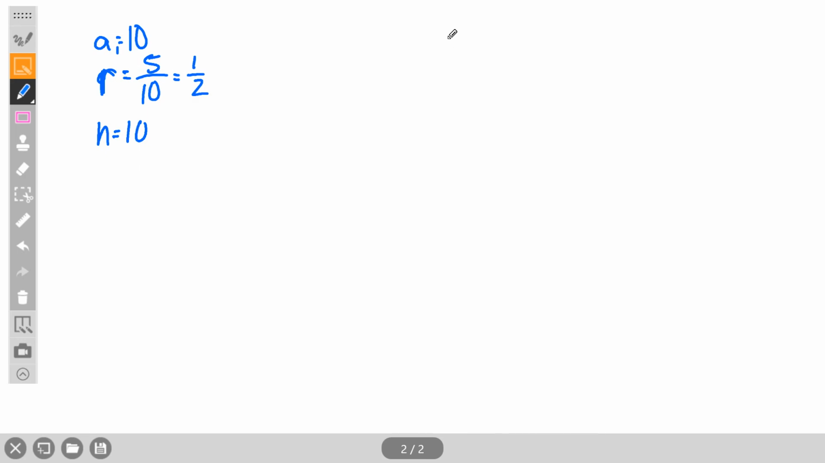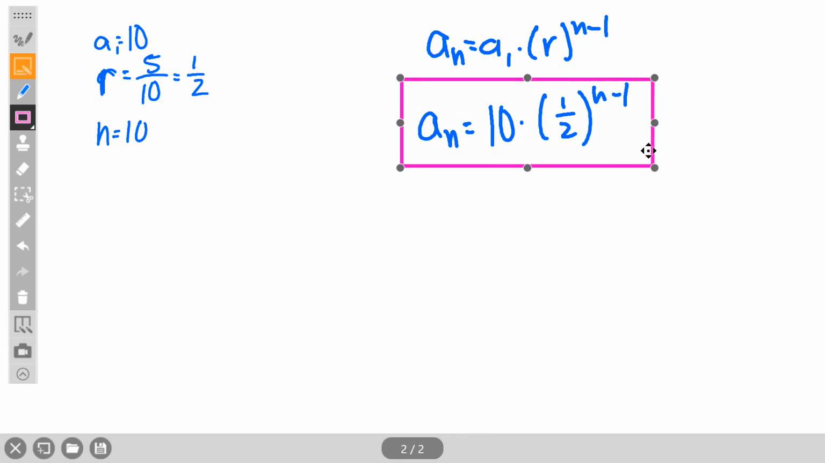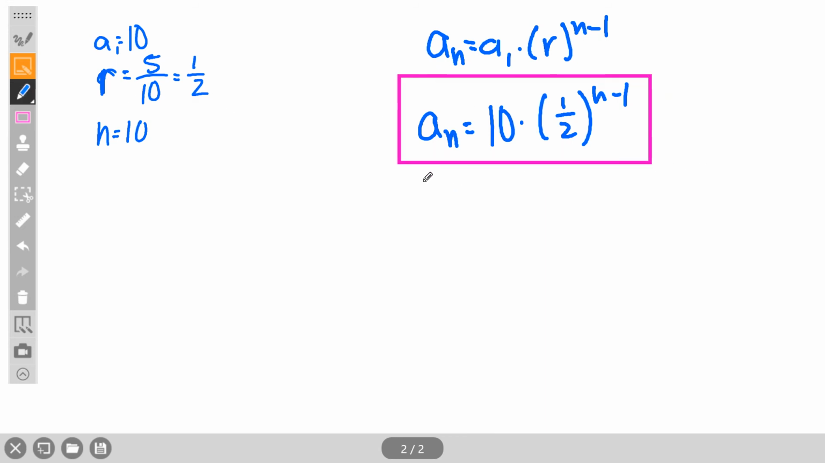Okay, so I'll write my formula. So my formula will always be in this form. I just need to replace the a1 and the r. So my formula becomes an equals 10 times r, which is 1/2, to the n minus 1. Now this is my generalized formula. It can be used to find any term. I want to use this to find the 10th term.